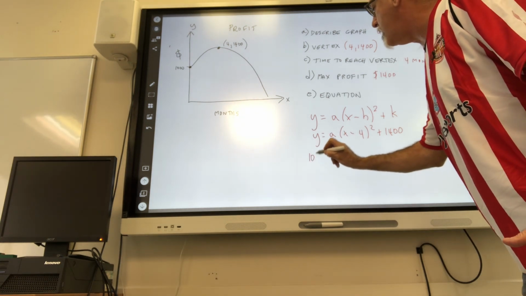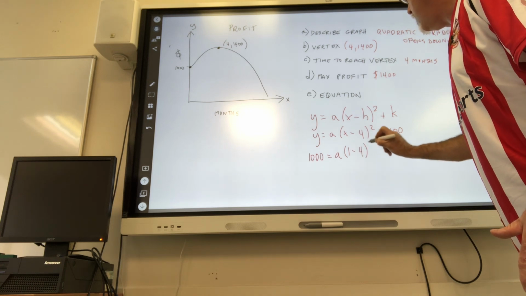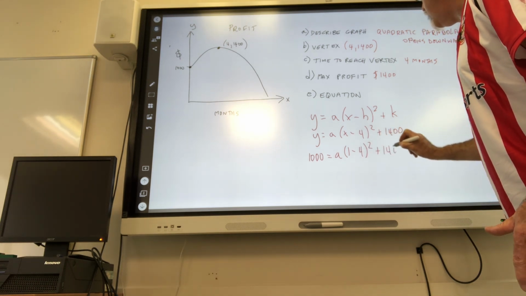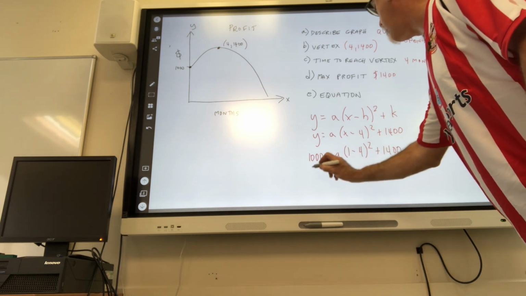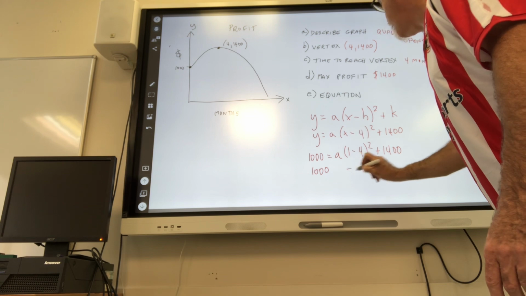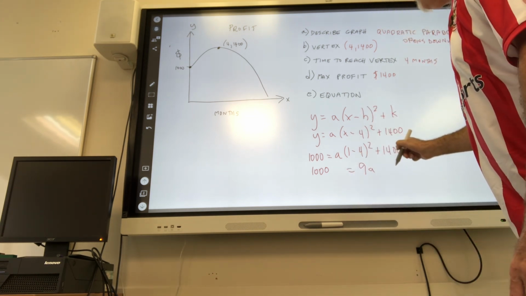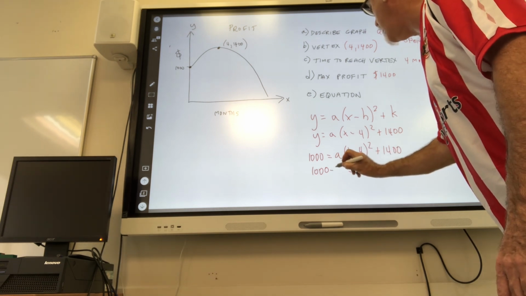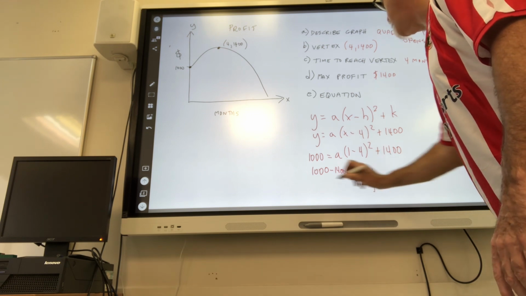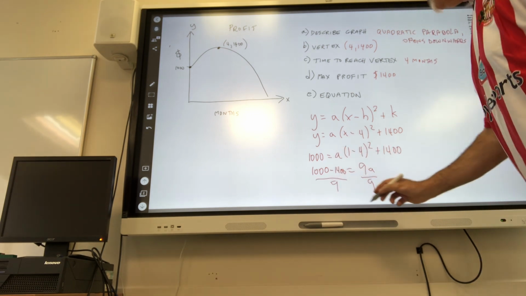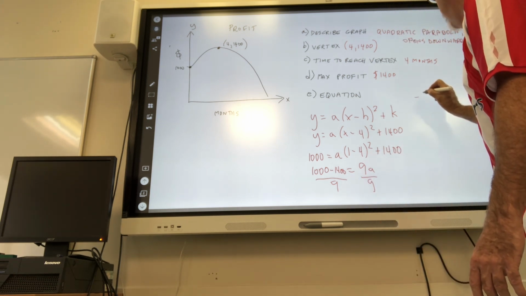So the y-coordinate of the y-intercept is 1000, and the x-coordinate is 0. And if I do a simplification, a is the only variable left here. 0 minus 4 is negative 4, negative 4 squared is positive 16, so that gives me 16a. I realize I'm going really quickly. And the 1400 can move to the other side of the equal sign and become negative. And then if I divide both sides by 16, 1000 minus 1400 is negative 400. Negative 400 divided by 16 is going to be my a.